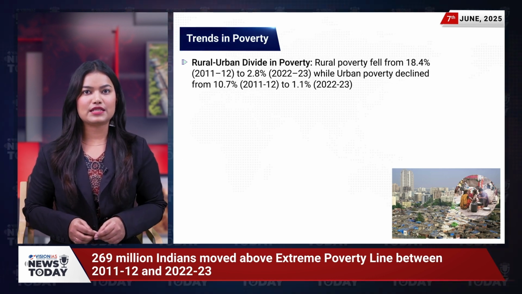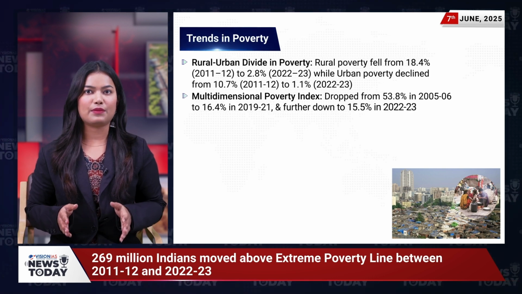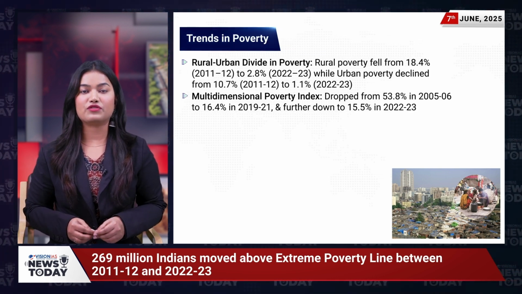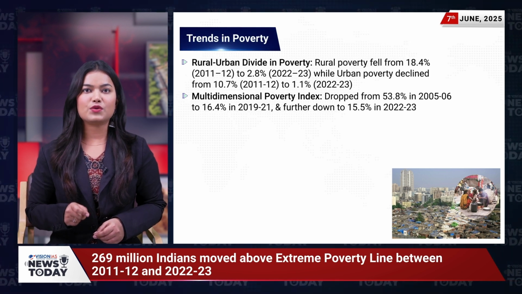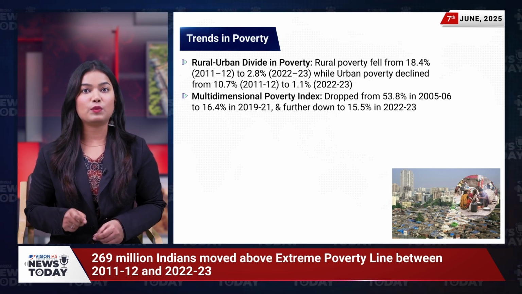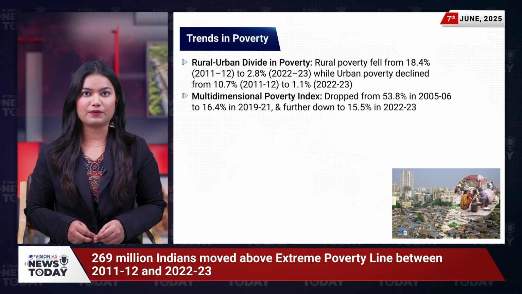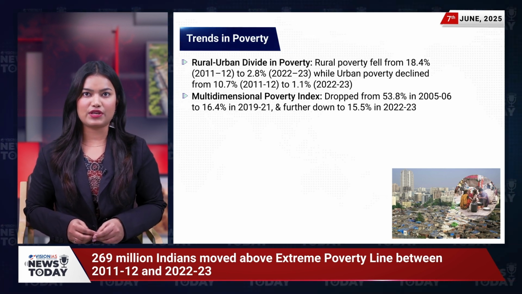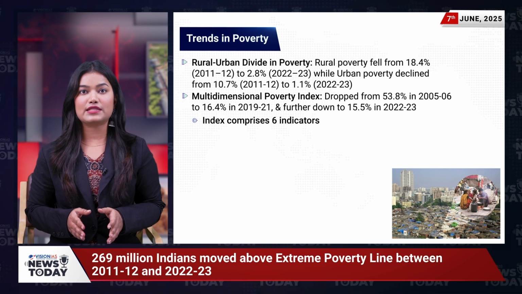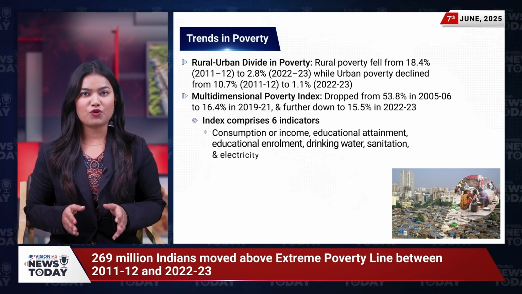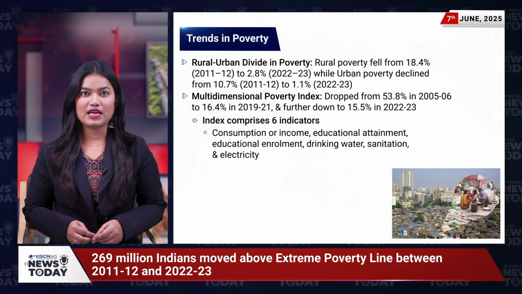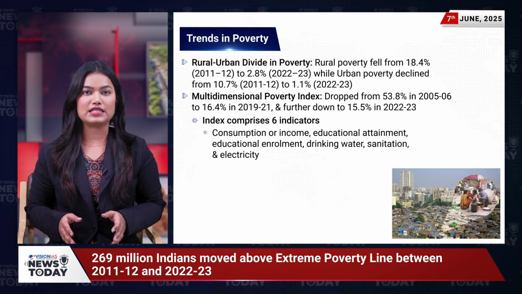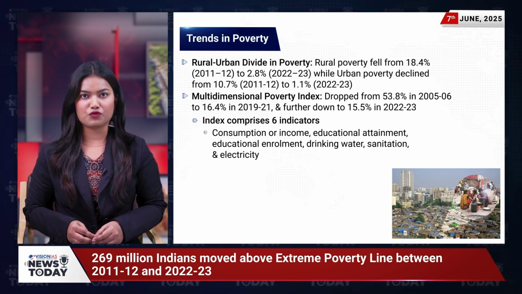Complementing this trend is India's performance in the Multi-Dimensional Poverty Index or MPI. India's MPI fell from 53.8% in 2005-06 to 16.4% in 2019-21 and further down to 15.5% in 2022-23. This index, which accounts for 6 critical indicators: consumption or income, educational attainment, educational enrollment, drinking water, sanitation, and electricity, has also shown remarkable improvement.